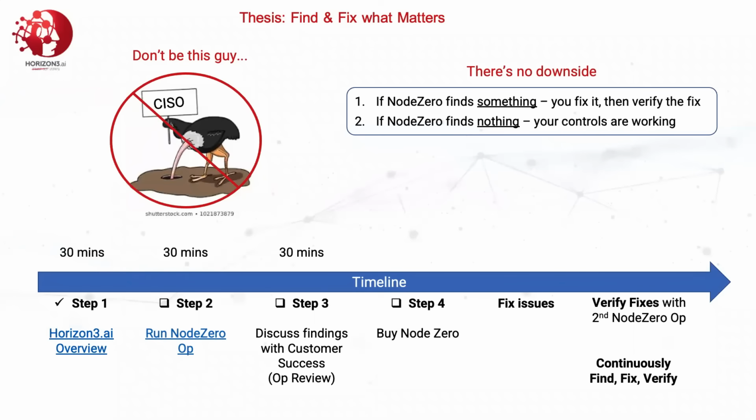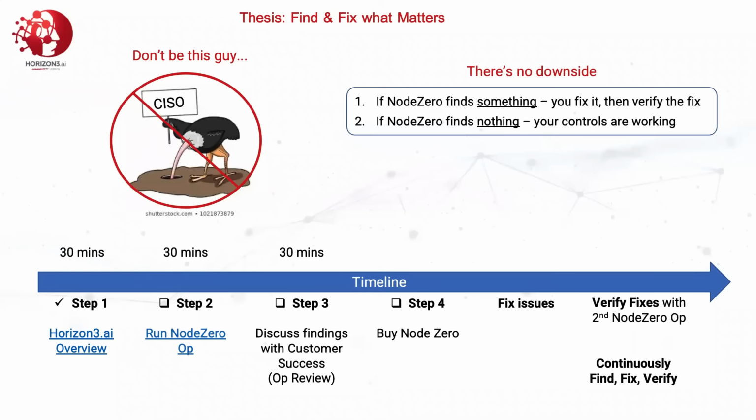And so the way that we operate is step one, this brief. We try to keep it to less than 30 minutes, and it's an overview of Horizon 3. The next step is to go off and just run a NodeZero op. You can schedule a demo or you can schedule a free trial. Go to Horizon3.ai and the links will be right there. Once you run that NodeZero op, step three is our customer success team will work with you and talk you through the findings so you understand what the real threats are to your environment.